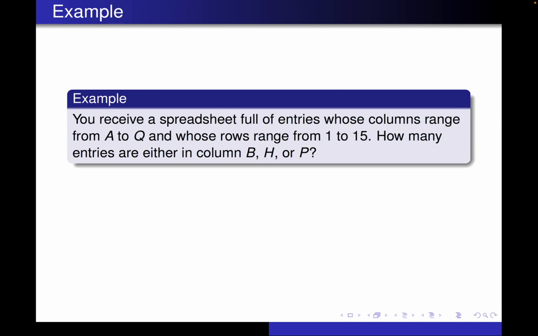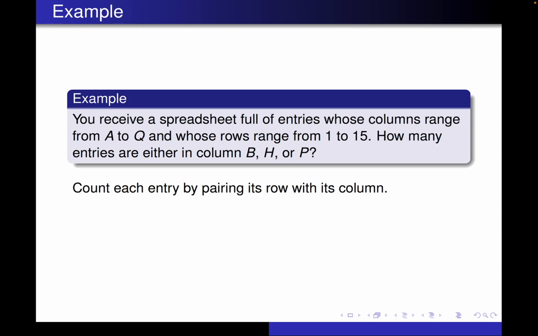As another example, we again have this same old spreadsheet full of entries, columns between A and Q, rows between 1 and 15. And then the question is, how many entries are either in column B, H, or P? Same question as we had before. We're going to solve it in a slightly different way. We're going to count each entry by pairing its row with its column.